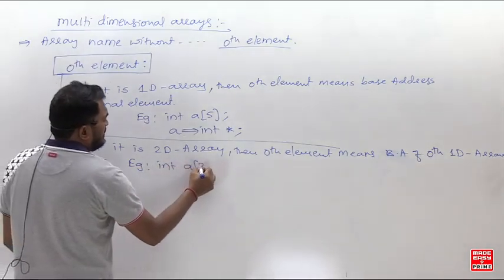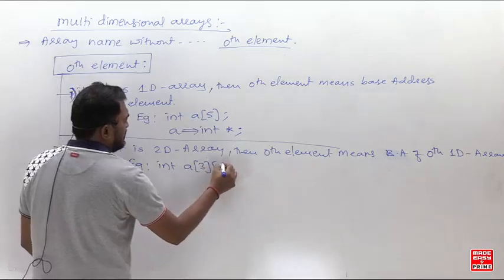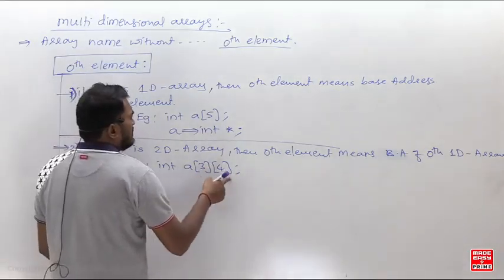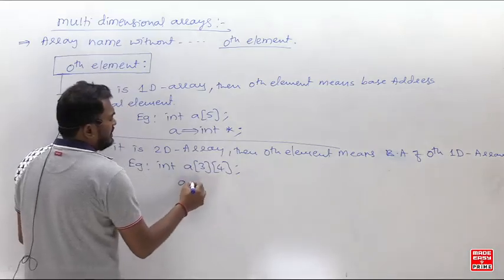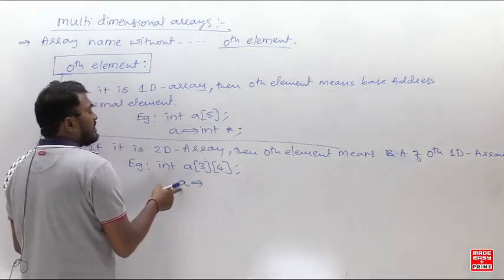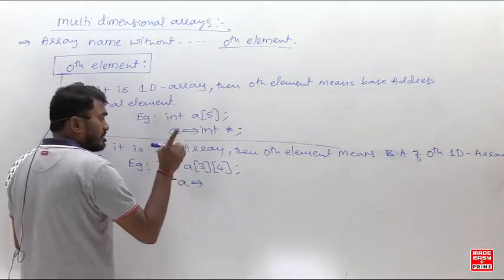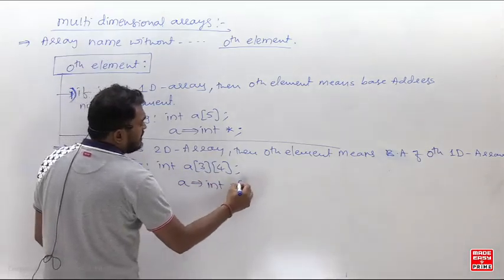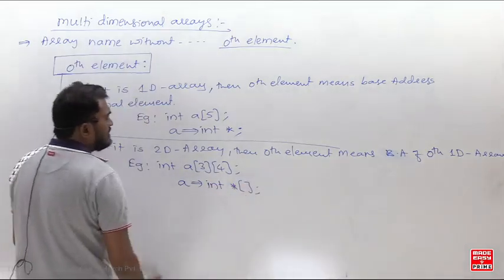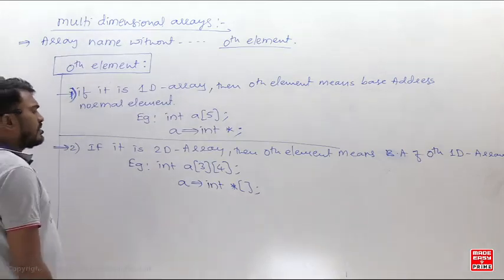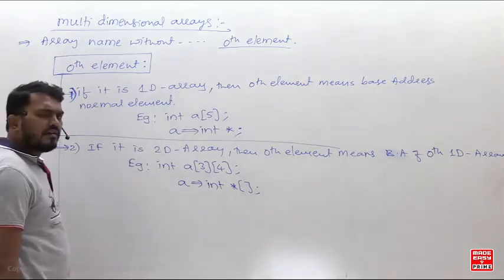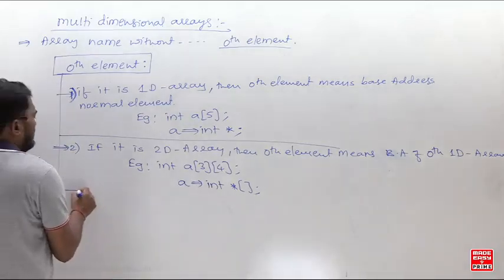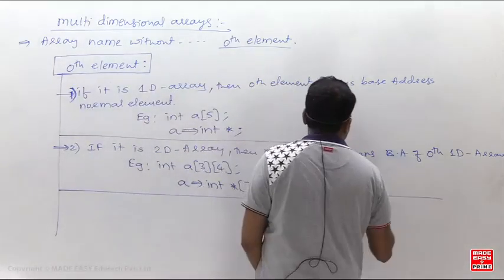Example, just listen here. int a[2][3][4], some array is there. If I say a, and a means the base address of the 0th array, then what is the type here? int star in single braces. So just copy this. Everything I will explain in detail once again. I am just making a note of that.